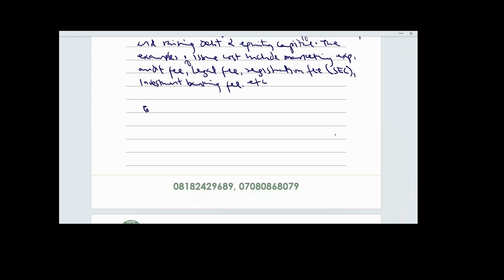Okay, let me put it down. To determine issue costs, to determine the PV of issue costs. Oh, this thing has started again. Okay. The PV of issue cost.